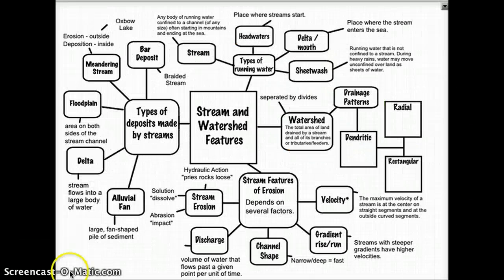On your concept map, there are some important things that you would need to recognize. On the top section, we look at different types of running water. Notice the difference between headwaters and delta. Headwaters is where a stream starts, whereas delta is basically where it ends, where it enters a larger body of water. Over on the right-hand side, we talked about 3 different types of drainage patterns.